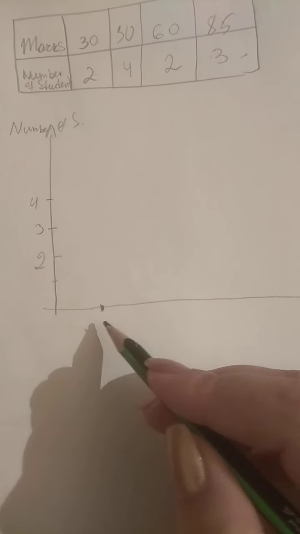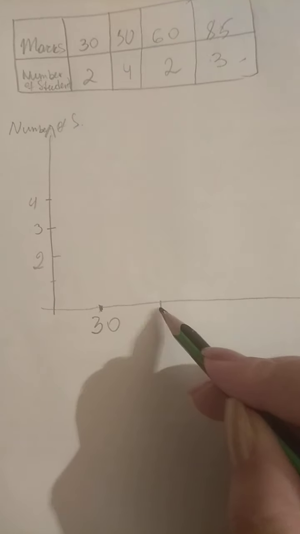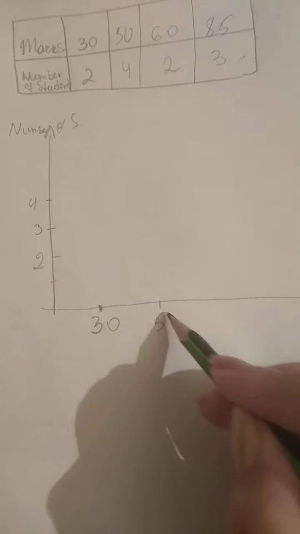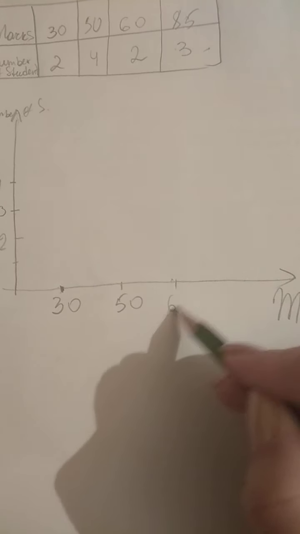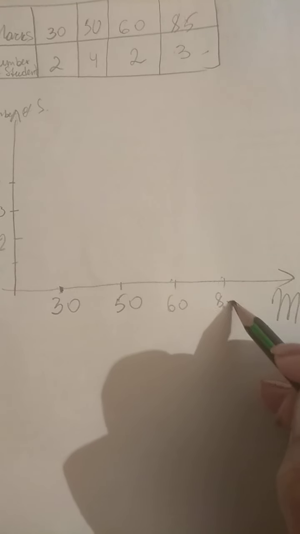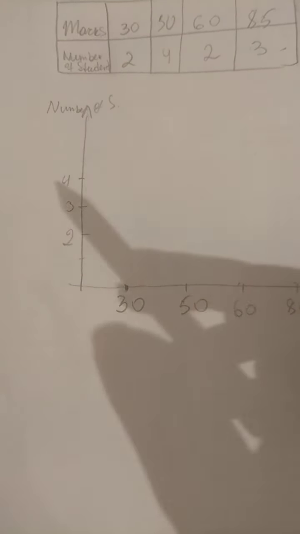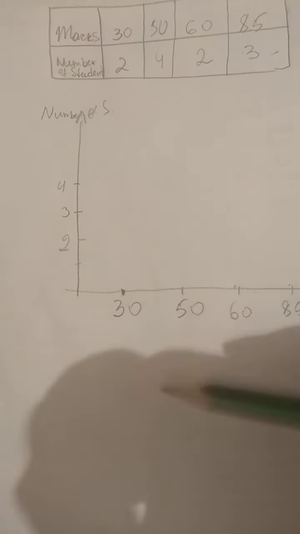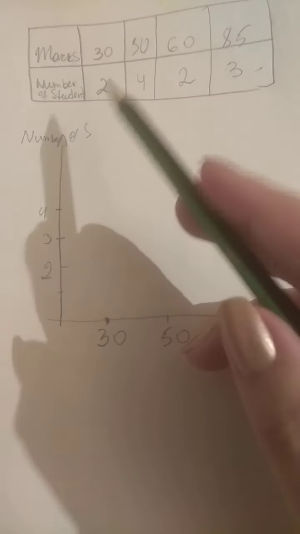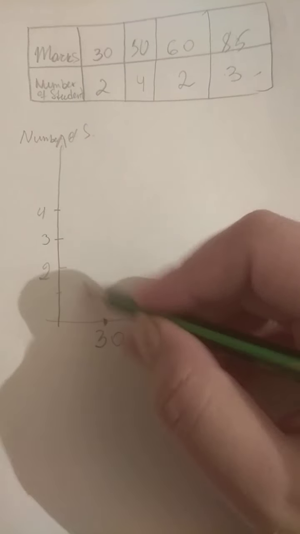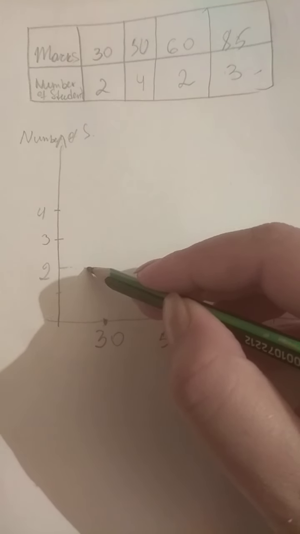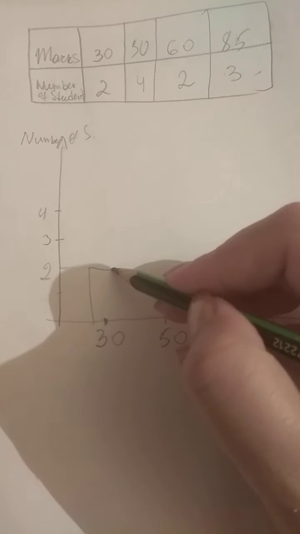So first is 30. Then what's that? 50. Then 60. And another one is what? 85. So guys, we should use bar charts, and you know how can we draw a bar chart? Bar charts for showing this information, okay? So for example, 30 represents what? 2, yes, the frequency, the number of students, is 2. Okay, so up to 2, like that, you should draw 1 bar.